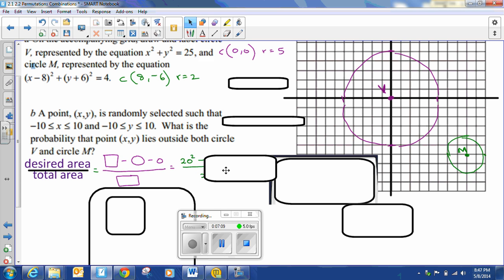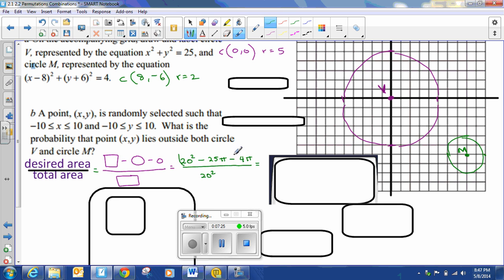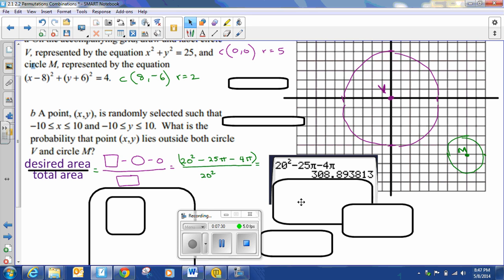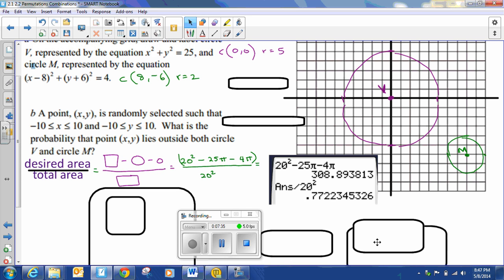So the area of the square is 20 squared. So it's 20 squared minus 25 pi, because the radius, remember, is 5. So pi r squared, that's 25 pi. And the smaller circle is 4 pi. Carefully put this in your calculator. Don't forget to put parentheses around the numerator. And we end up with this result right here. So the probability of hitting an area outside of both of these circles is about 77%.